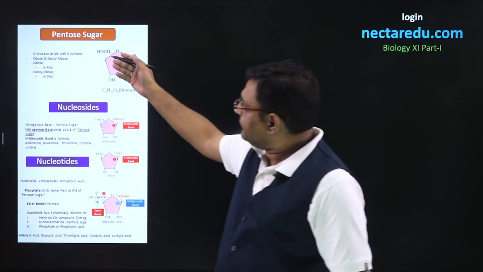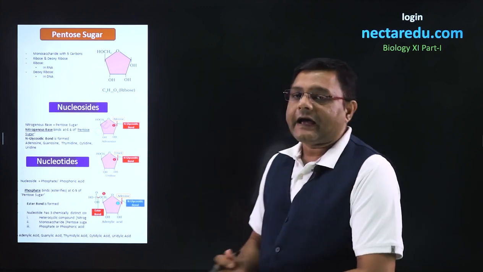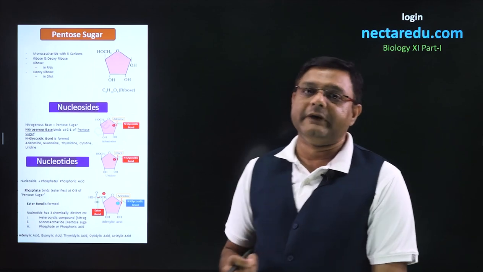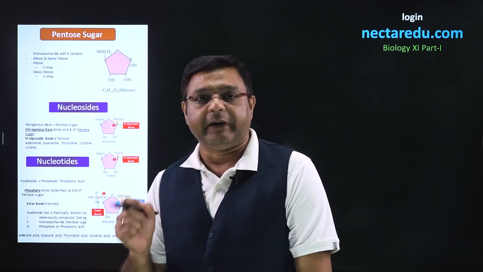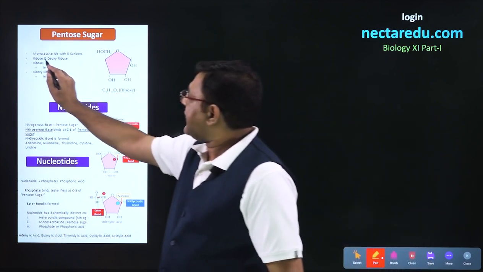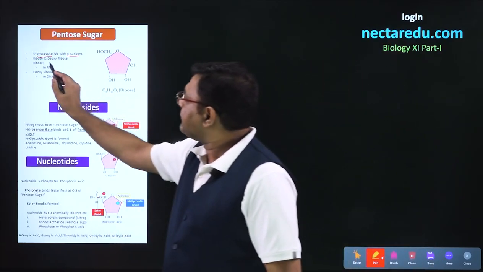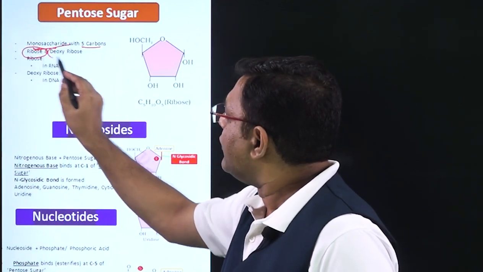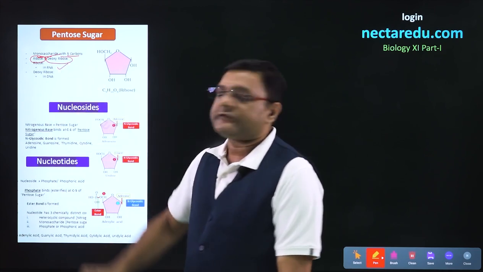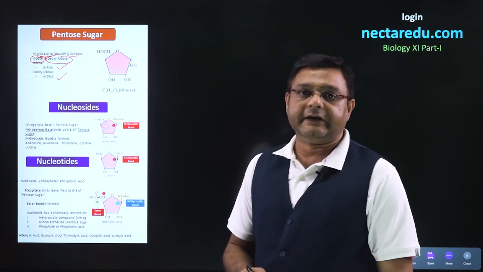In this video, we are looking into the structure of nucleic acid. Nucleic acid has nucleosides, and nucleosides are formed by the combination of nitrogenous bases with pentose sugar. Pentose sugars are monosaccharides which have 5 carbon atoms, and the examples we look at here are ribose and deoxyribose.